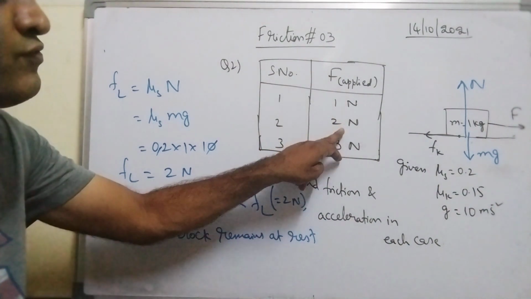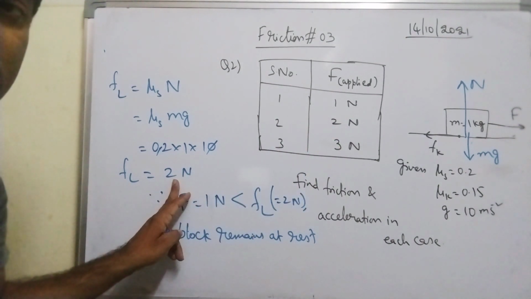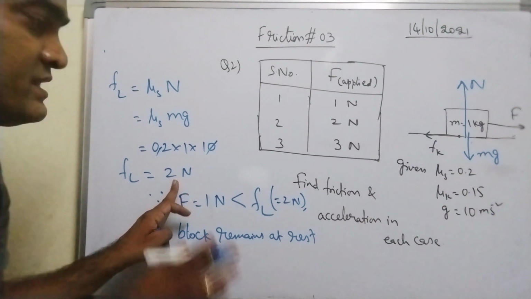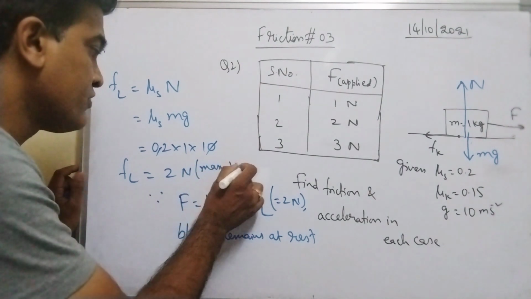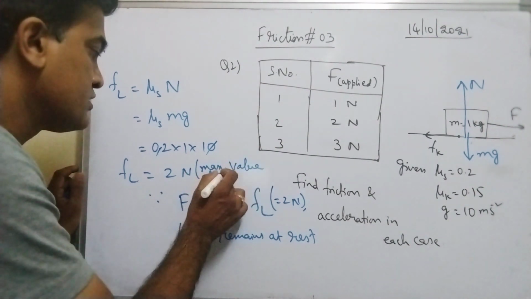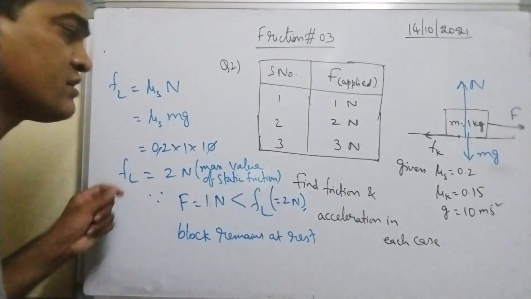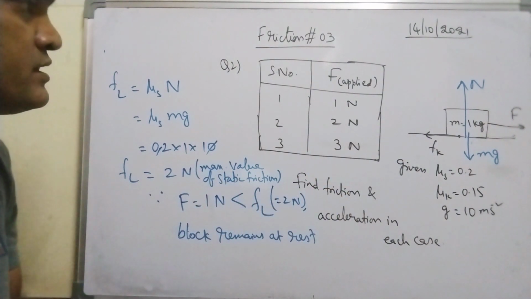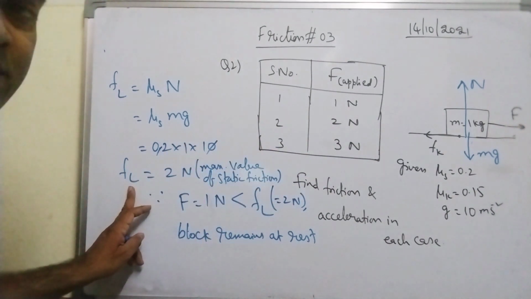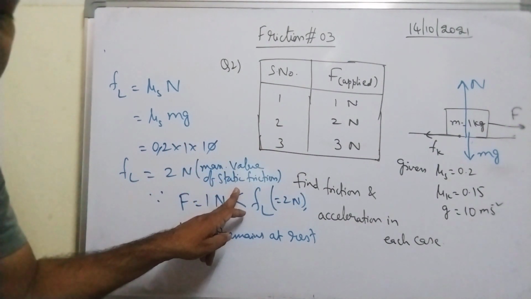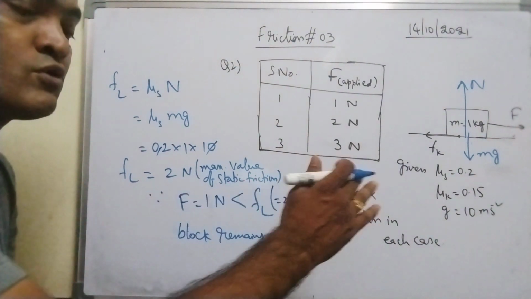Let's see, for 2 Newton, applied force is 2 Newton, and limiting friction, what I got, is 2 Newton. Limiting friction is the maximum value of static friction, meaning this force is just enough to move the block. Here applied force is 2 Newton, and limiting friction is also equal to 2 Newton. When both are equal, the body is about to move, or about to slide on the surface.